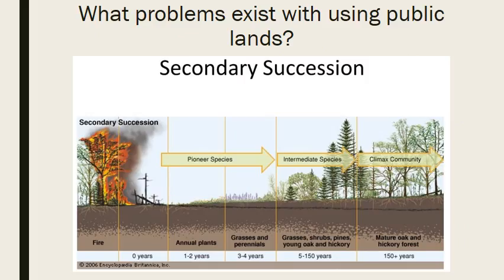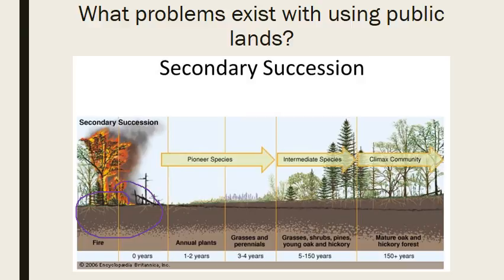Secondary succession takes place if the original community has been destroyed, particularly if it's been destroyed by fire or by clear cutting. The big thing to notice is that the soil has to remain intact. So you see here we have a fire occurring, but the soil is still there.